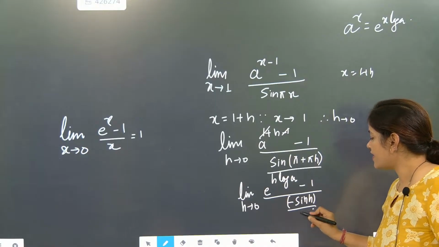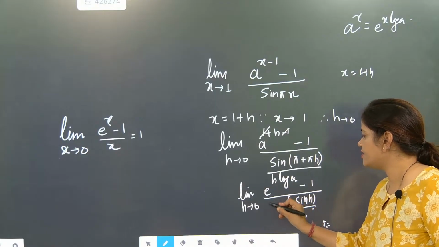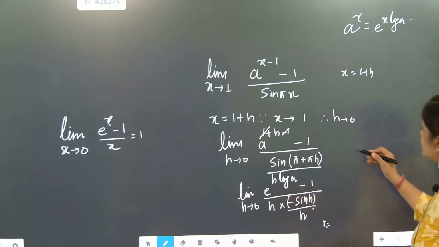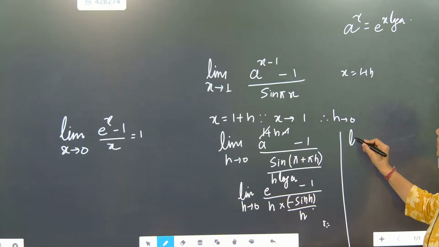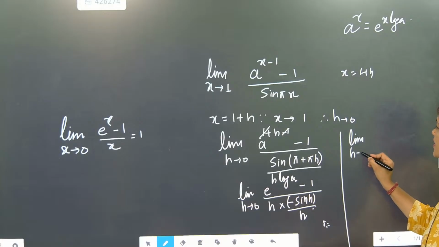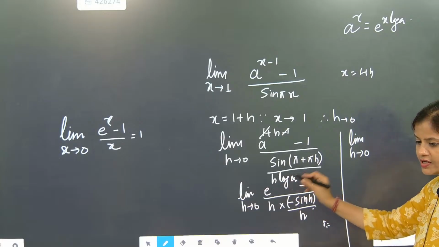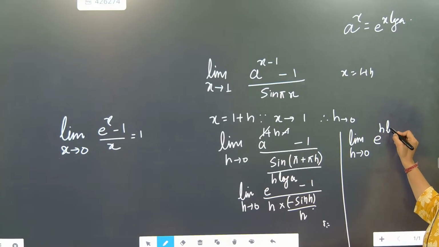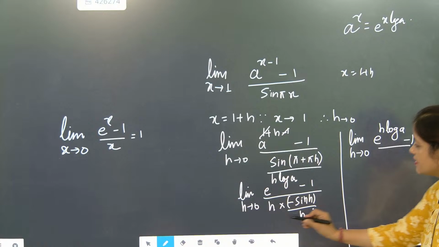Now we will divide it by h and we will multiply by h. Now see, beta, how I am doing segregation. Here segregation is the most important part. So here, limit, check this one out very carefully. This step is very, very important. Check here. So limit e to the power h log a minus 1, and this h is there now.